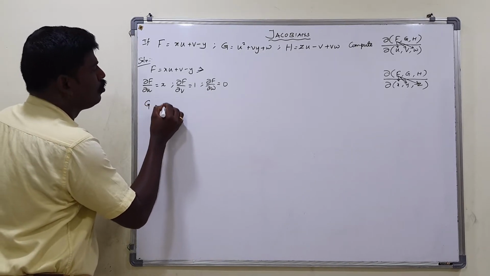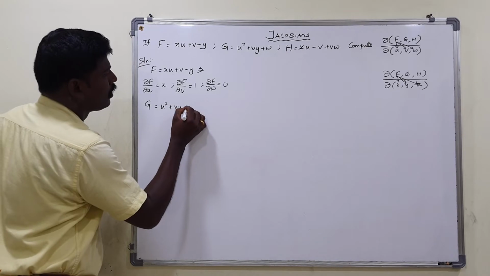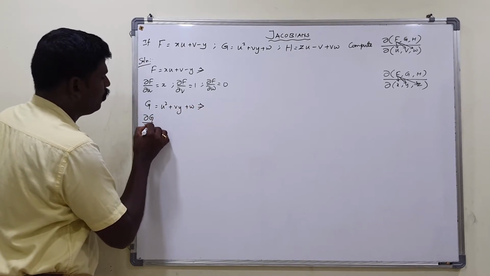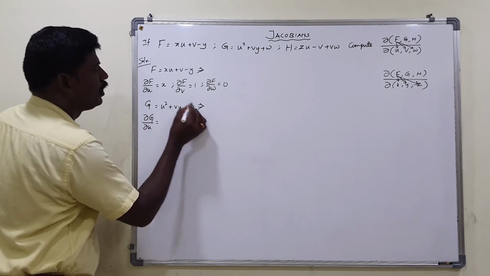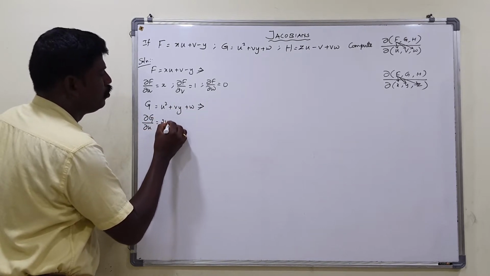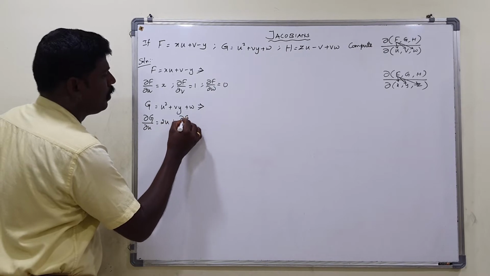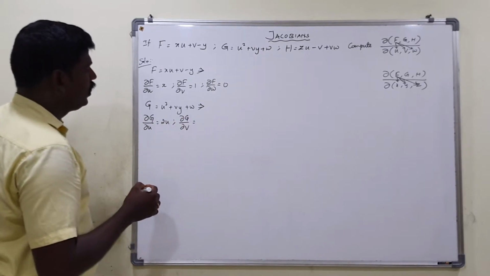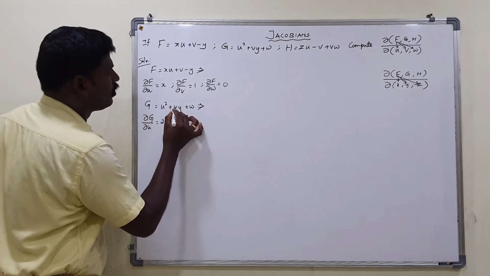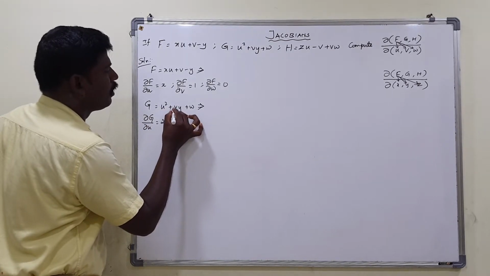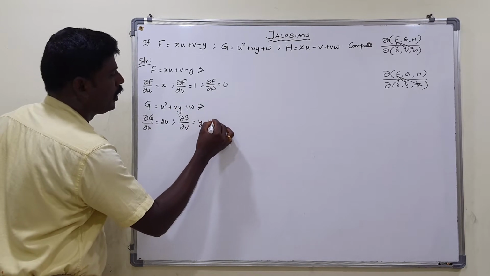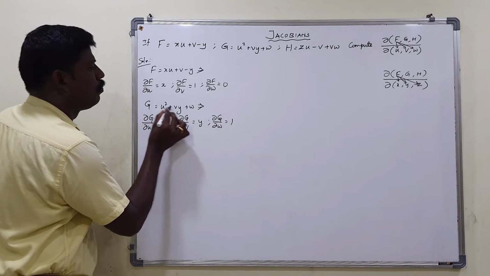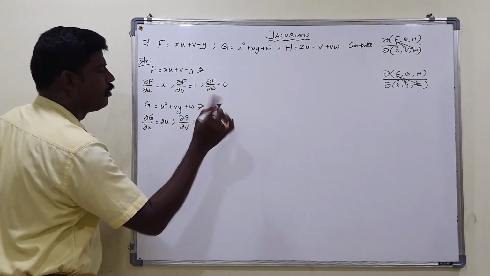Then G is equal to U square plus VY plus W, isn't it? So dou G by dou U. Differentiating partially with respect to U, it becomes 2U. Then dou G by dou V: first term becomes 0, second term V with respect to V becomes 1 into Y. So dou G by dou W equals 1, isn't it? 0 plus 0, W with respect to W becomes 1.